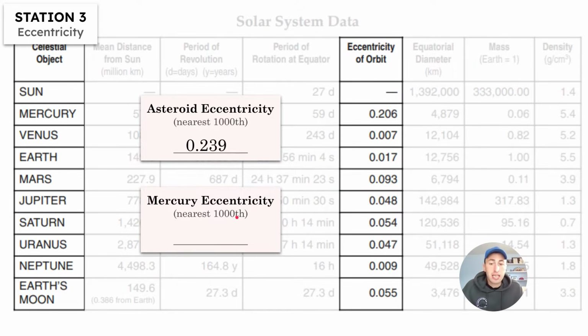So in this case, let's say they give you Mercury. So they would ask you for Mercury's eccentricity, or they would actually ask you for Mars or Jupiter or Saturn. But in this case, let's say they ask for Mercury. You then see Mercury is right here at 0.206. So the eccentricity of the orbit is listed right here in this column. And that's 0.206, how you have to list it for Mercury's eccentricity or whatever planet they give you for that station.